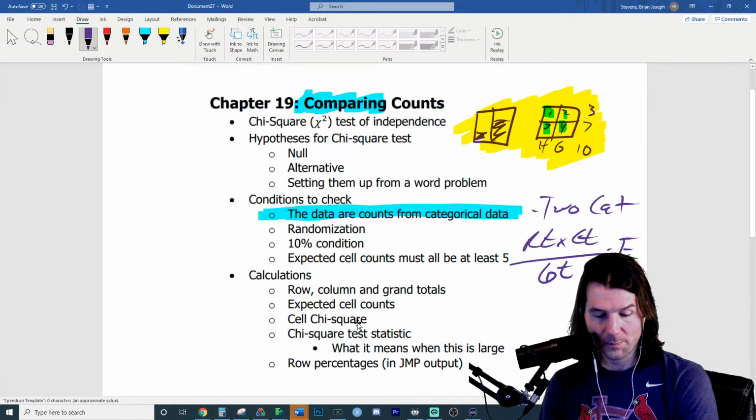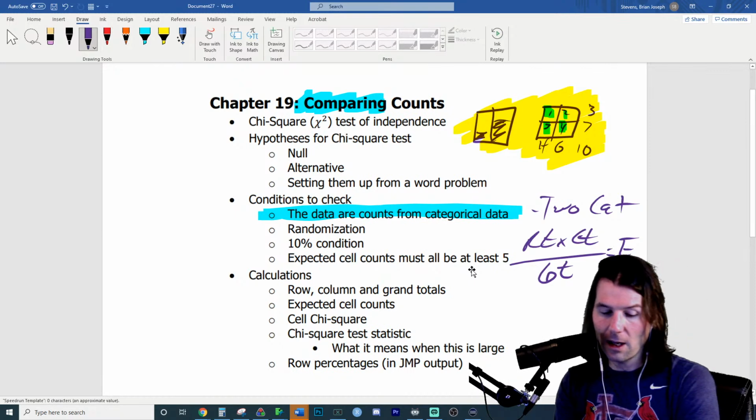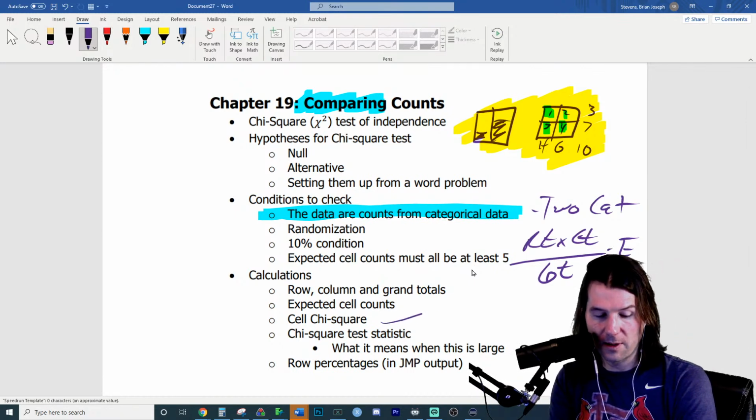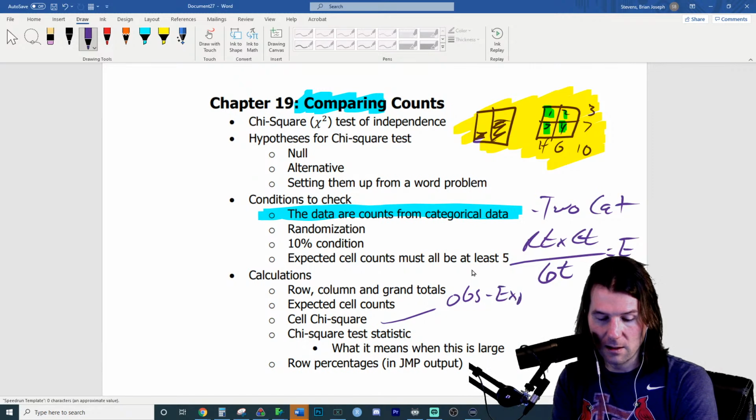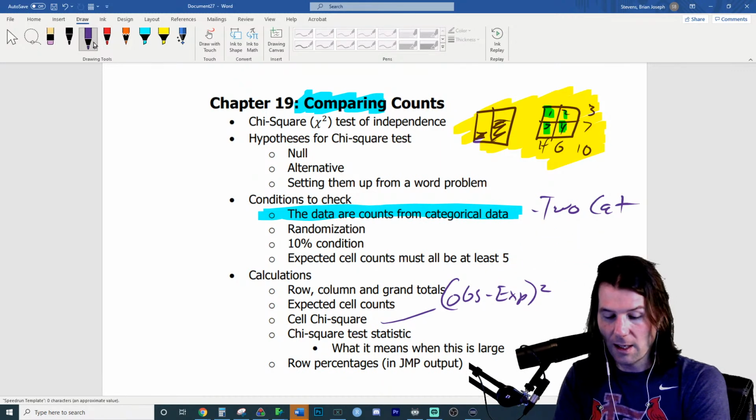Expected cell count we just did, and the chi-squared is what we're going to do next. The chi-squared uses the observed, this one right here. Observed minus expected, you take that quantity and square it, and then we divide by the expected.